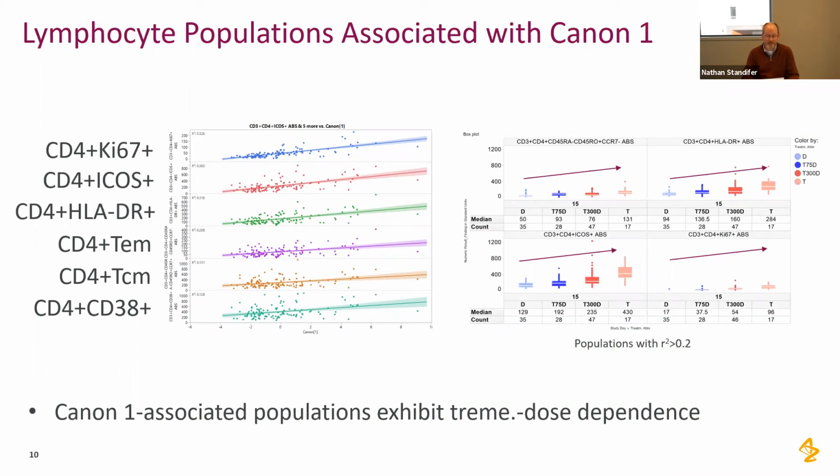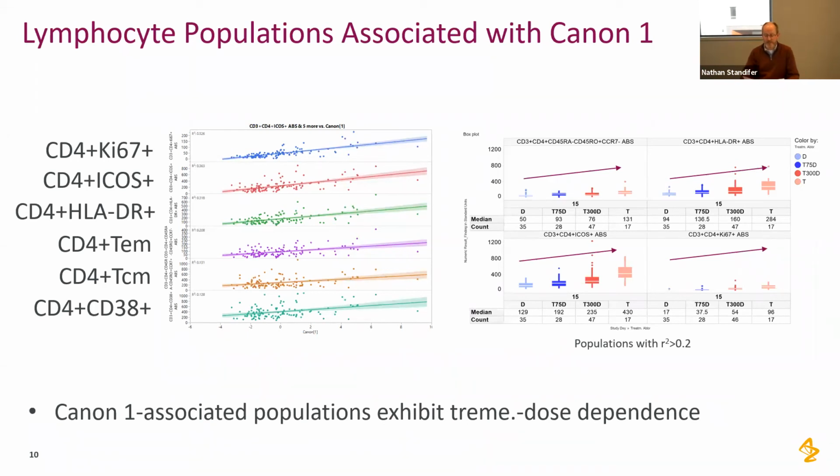As you can see on the left side of the slide, all populations meeting this criterion were CD4 positive T cell populations, with the top most strongly associated being proliferating Ki67 positive CD4 positive T cells and ICOS positive CD4 positive T cells. Interestingly, all populations associated with Canon 1 exhibited tremi dose-dependent increases, most clearly observed in the box plots on the right of the slide. Therefore, we can say that Canon 1 associated populations are those that increase as a function of tremelimumab dose.